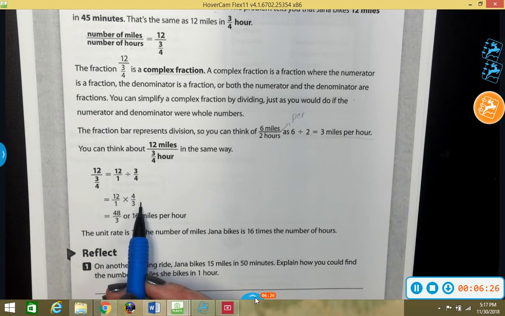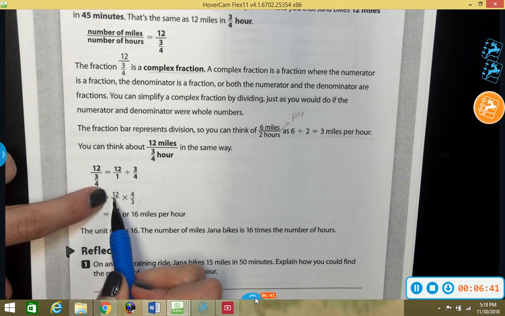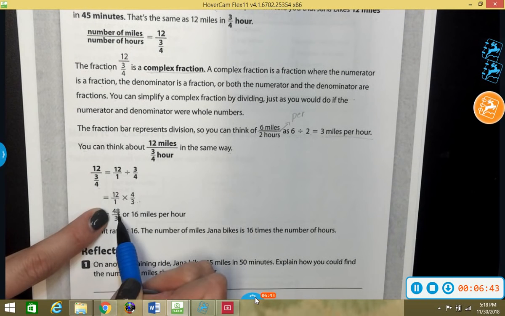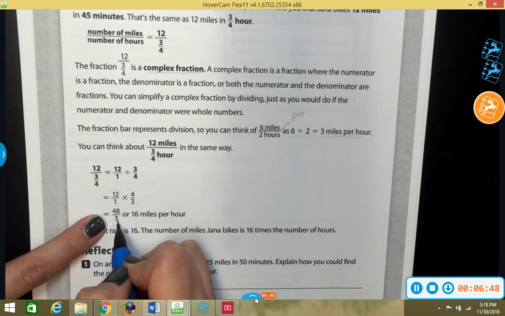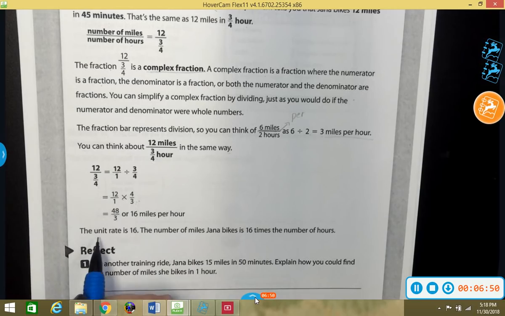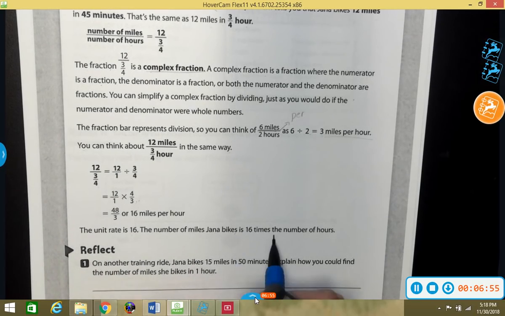So they did that, and they got, sorry, 12 times 4 is 48, and 1 times 3 is 3. 48 divided by 3 is 16. That means that the unit rate is 16. The number of miles Jana bikes is 16 times the number of hours.